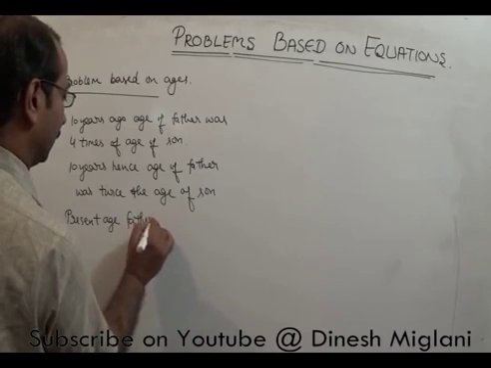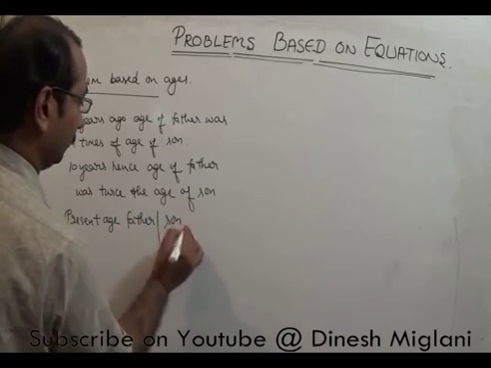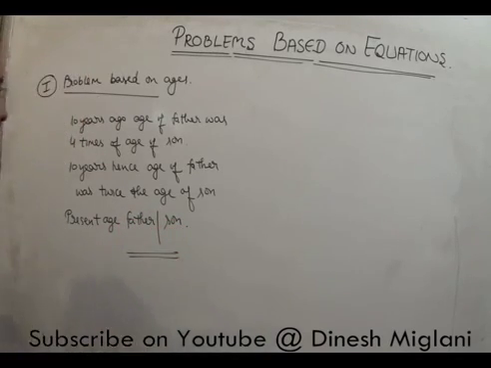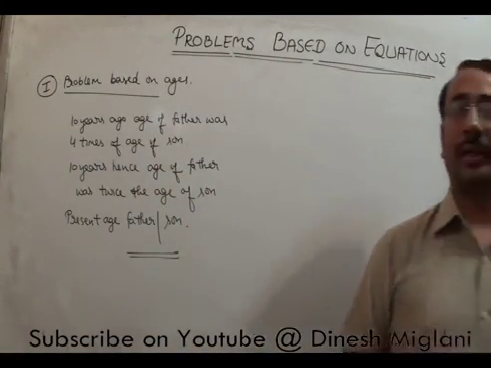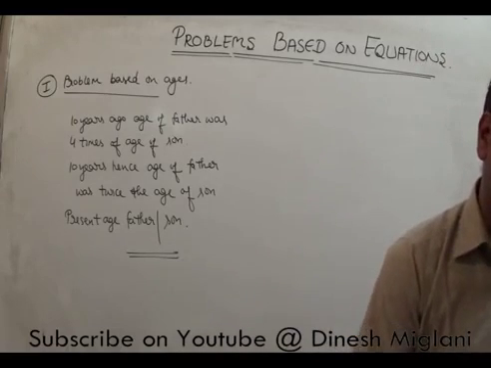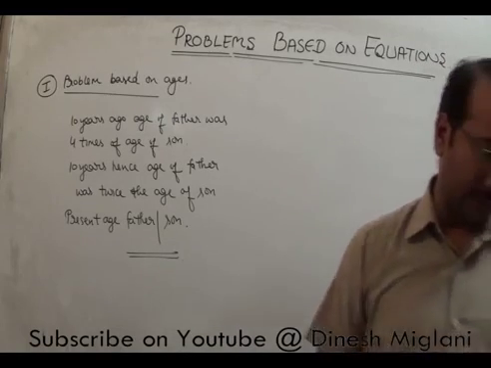We have to find the present age of the father or the present age of the son. What is given to us? 10 years ago, the age of father was 4 times the age of son. 10 years hence, the age of father becomes twice the age of son. In the answer, we are supposed to find out the present age of the father and the present age of the son.